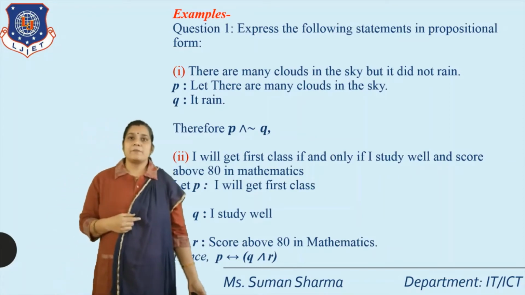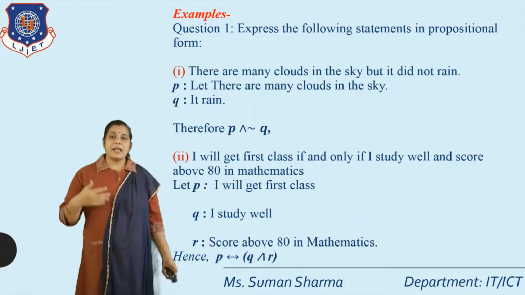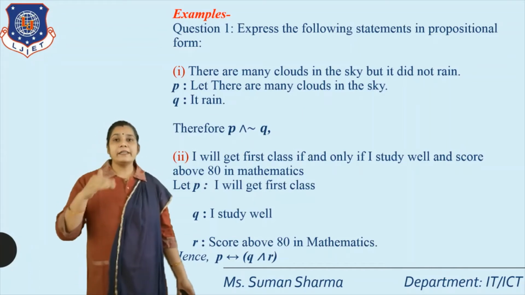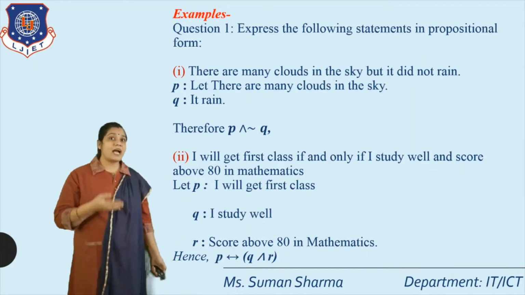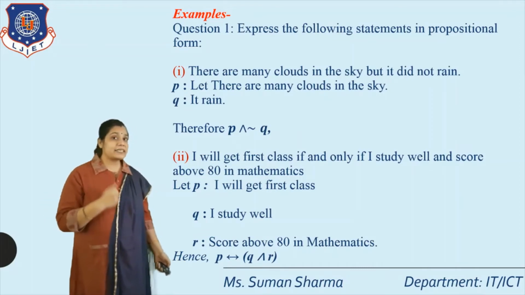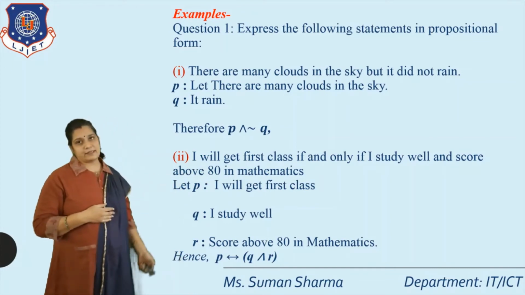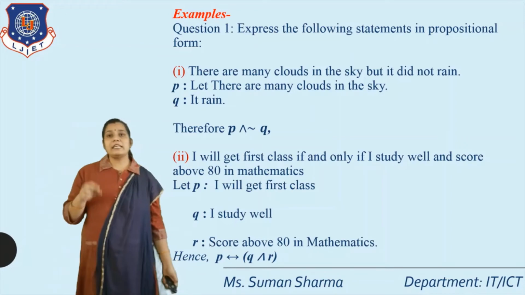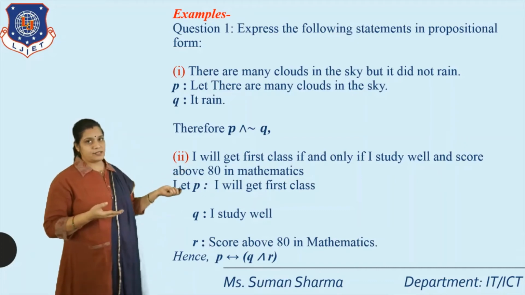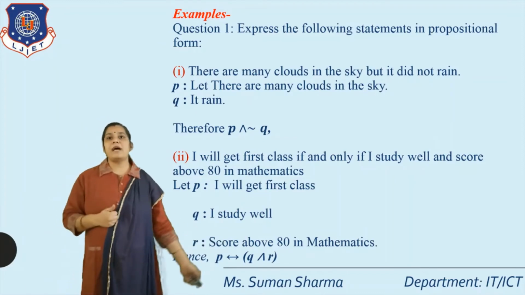The second example is: I will get first class if and only if I study well and score above 80 in mathematics. Okay, so here read carefully. In this compound sentence, we have three types of sentence. First one is I will get first class. Second statement is I study well, and third statement is score above 80 in mathematics. So first you consider here P, Q and R. Three statements. P is I will get first class, Q is I study well, and R is score above 80 in mathematics.